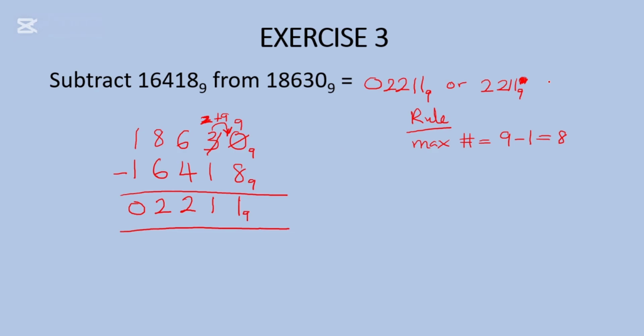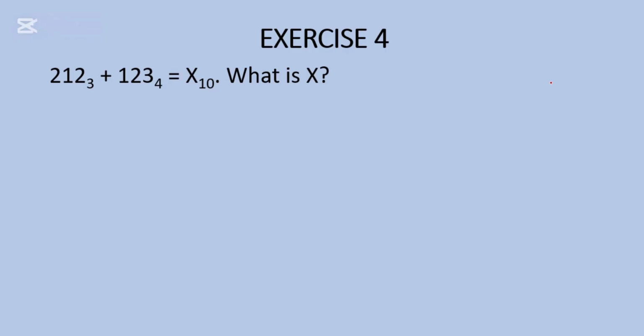Let's do one more exercise. This time around, we are adding different numbers at different bases. Now we have 212. This is in base 3. We also have 124. This is in base 4. So 123. This is in base 4. So let's try to add these numbers.